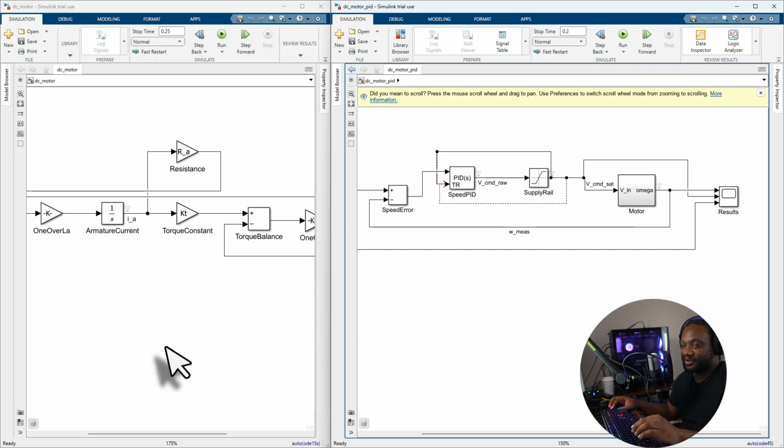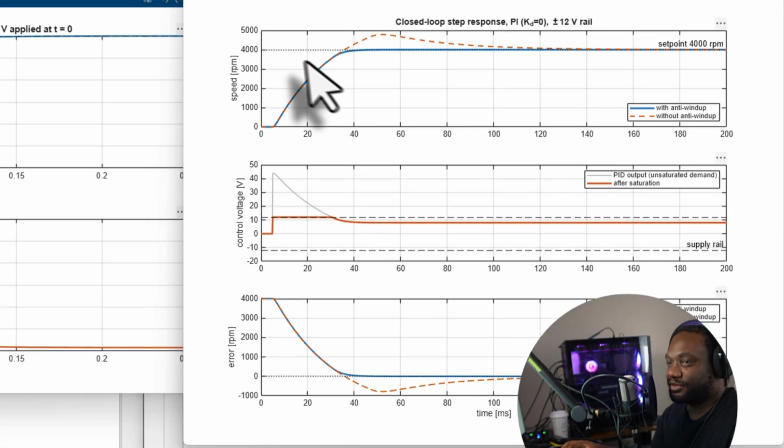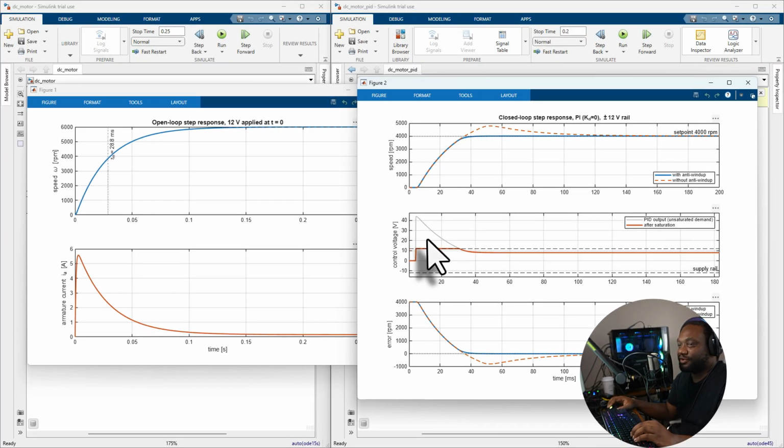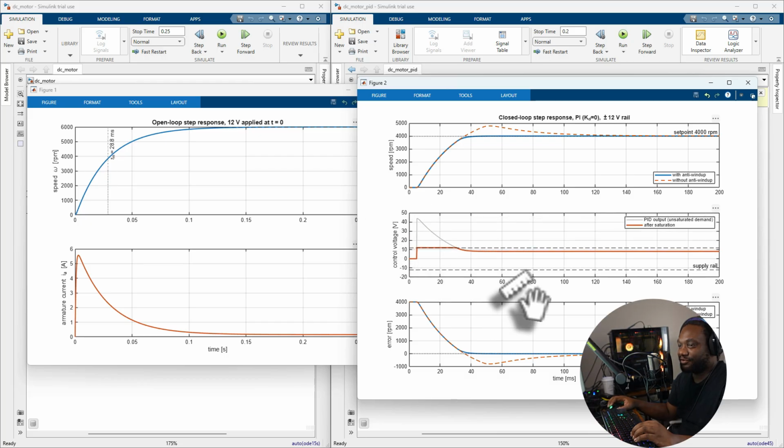It's the step response. Now here's the closed loop step response. Look at that. It shows us the with anti-windup and without anti-windup versions. Without anti-windup, it overshoots. With anti-windup, it doesn't overshoot. It settles in much faster. The control voltage, yeah, it saturates, okay? Without that saturation, we'd be getting these imaginary numbers that you can't get in the real world.